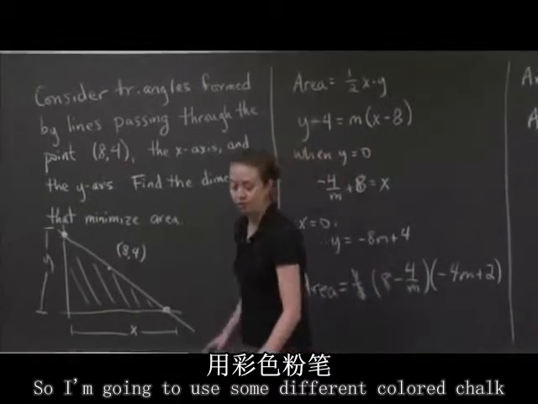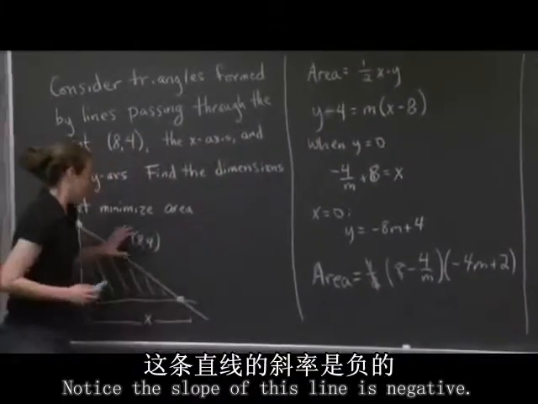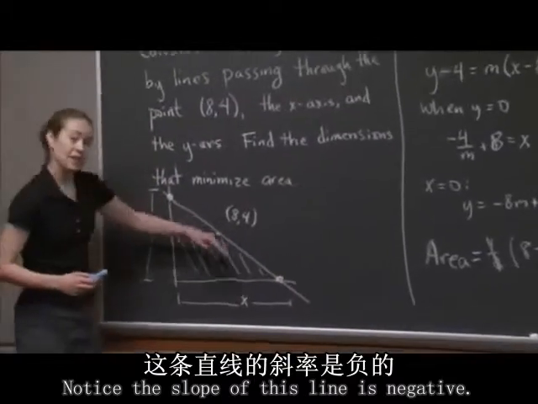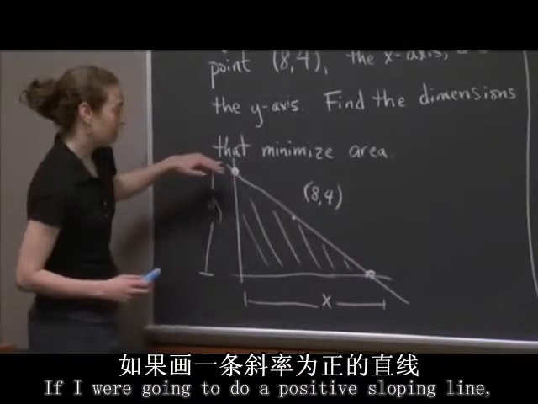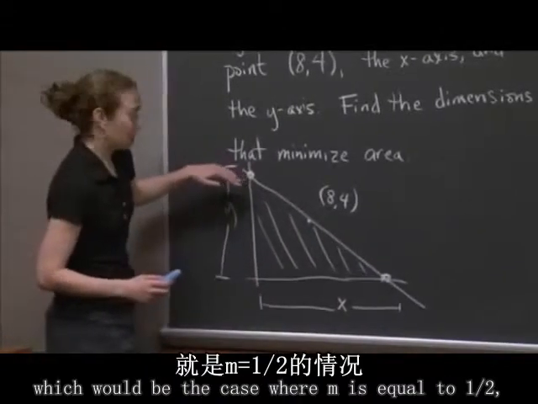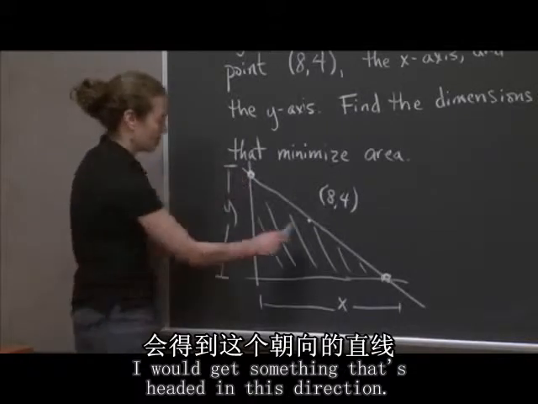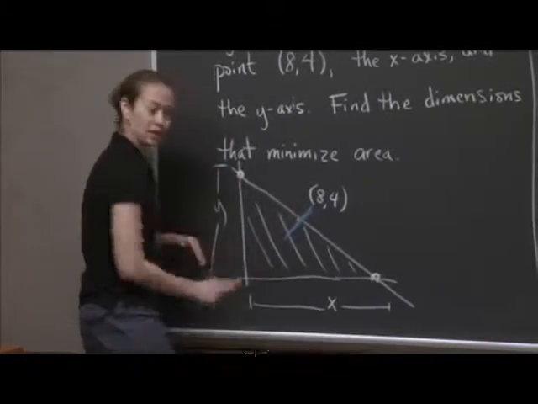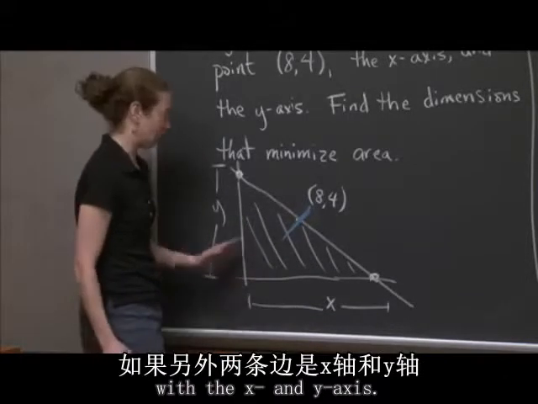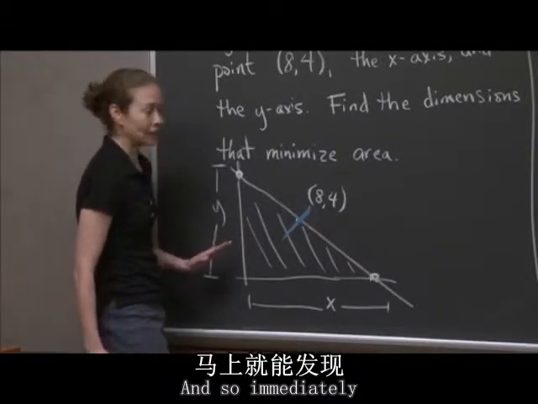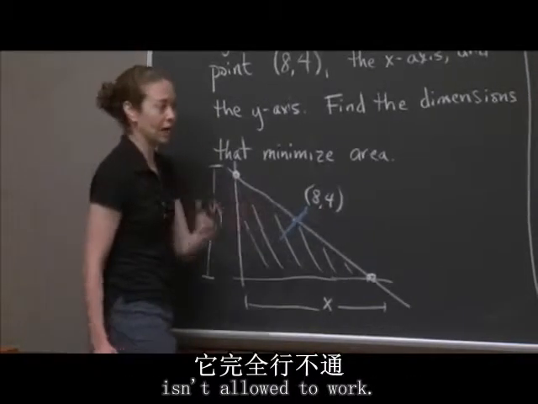So I'm going to use some different colored chalk to draw what's happening here. Notice the slope of this line is negative, right? If I were going to do a positive sloping line, which would be the case where m is equal to 1/2, I would get something that's headed in this direction. And notice that that's not going to make a triangle with the x and y axis. And so immediately, m equals 1/2 isn't allowed to work.